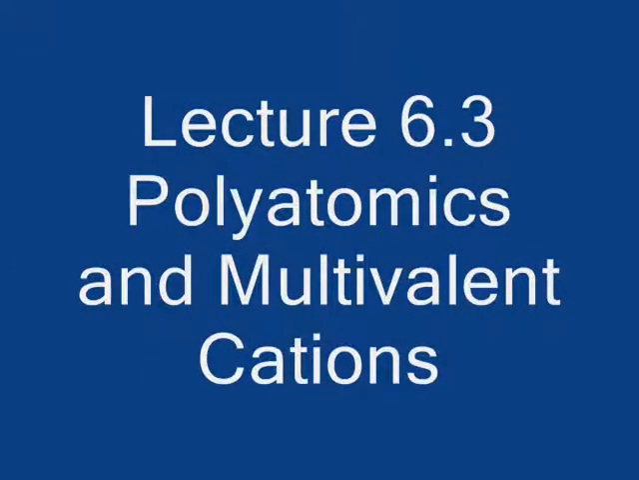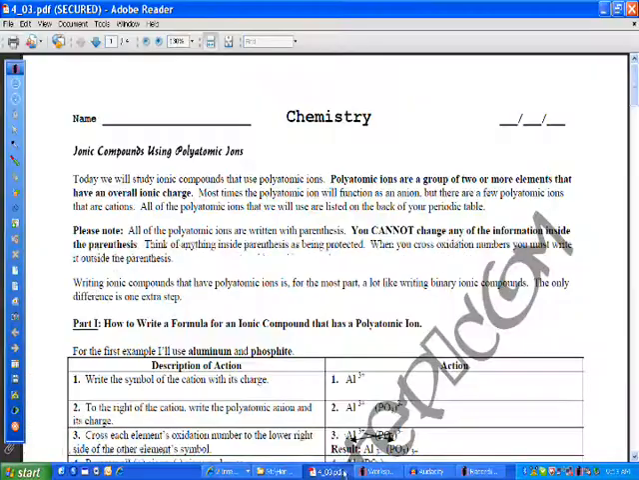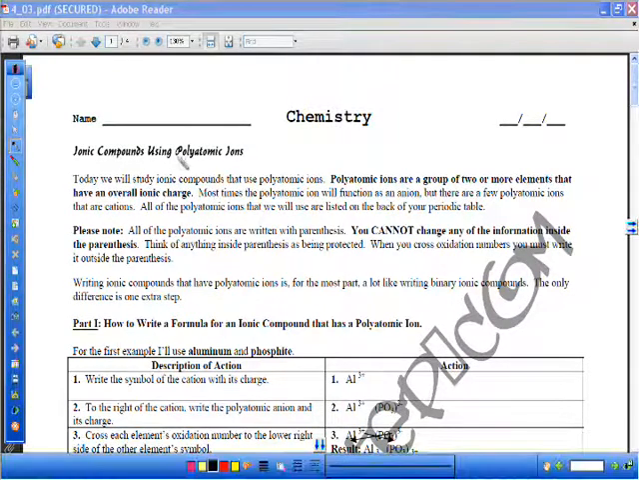Alright, this is going to cover a lecture on ionic compounds using these polyatomic ions. So let's talk about what is a polyatomic. If you break the word down, poly means many. So we're talking about two or more elements acting together as an ion, so they have a charge.